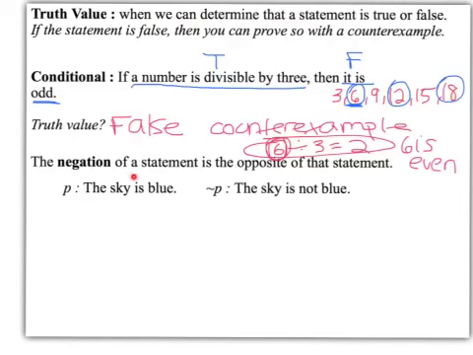Now the negation of a statement is the opposite of that statement, so again we've talked about that a little. It's usually fairly simple. If you start off with a simple statement, the sky is blue, the negation would be the sky is not blue. So you usually just add a negative word, not, never, is not, something along those lines.